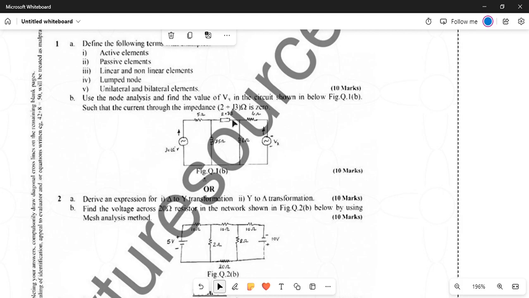Okay, you have to find the value of Vx such that I have done this question. So please do watch this without fail. Okay, this is 1B question. I'll just delete it and I'll just get a new one.